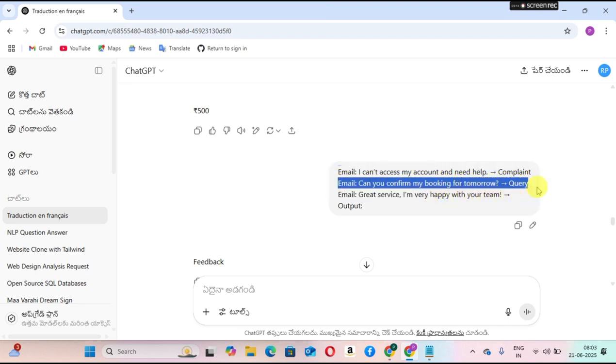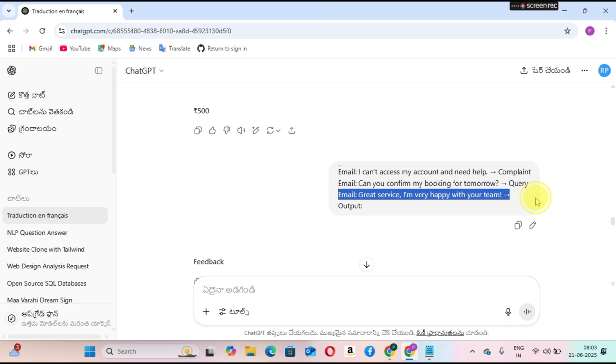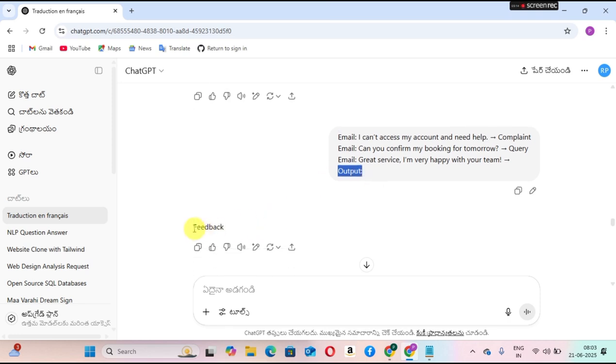Coming to the second example, email: can you confirm my booking for tomorrow? And this is labeled as query. Now coming to the input data, email: great service, I'm very happy with your team. So here it is not labeled. Now we are expecting the AI to label it.